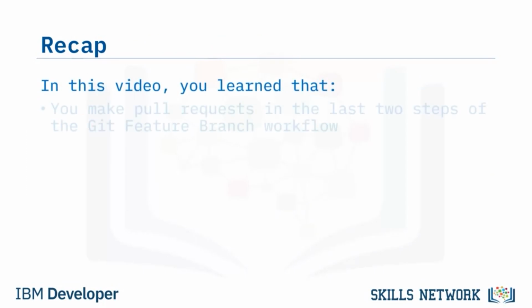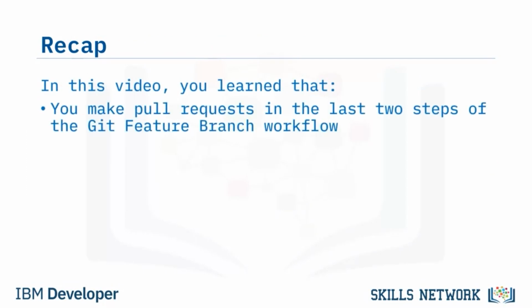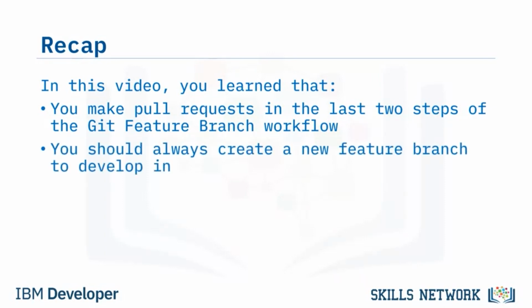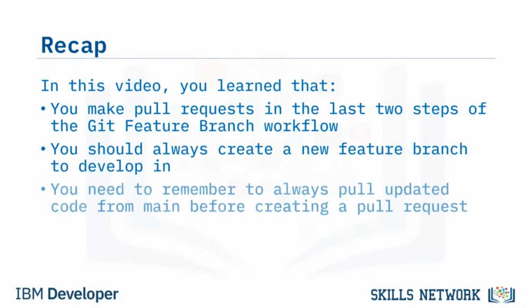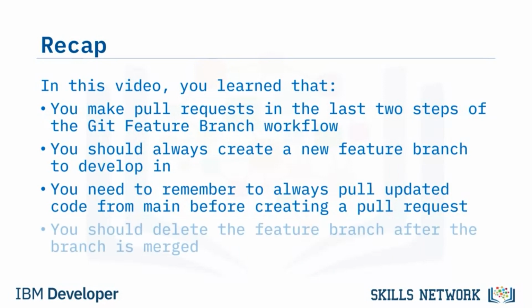In this video you learned, you make pull requests in the last 2 steps of the Git feature branch workflow. You should always create a new feature branch to develop in. You need to remember to always pull updated code from the main branch before making a pull request. And you should delete the feature branch after the branch is merged.